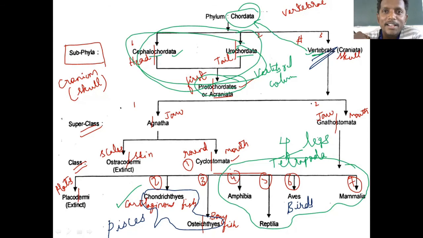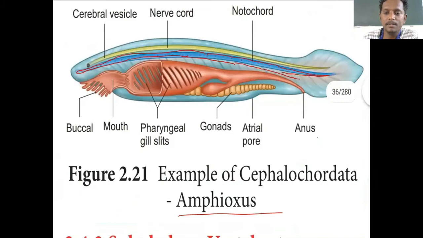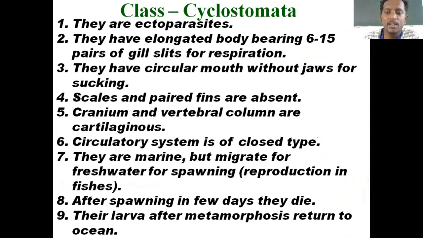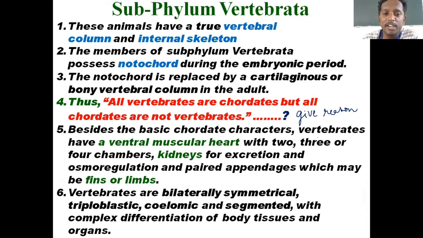So Chondrichthyes and Osteichthyes, fishes, they call it Pisces based on the locomotory structure, that is fins. Here, locomotory structures are limbs, so they also call it Tetrapoda. So this is the classification of phylum Chordata, and we ended up with subphylum Vertebrata. This screen, you can pause and take a screenshot to make the notes.